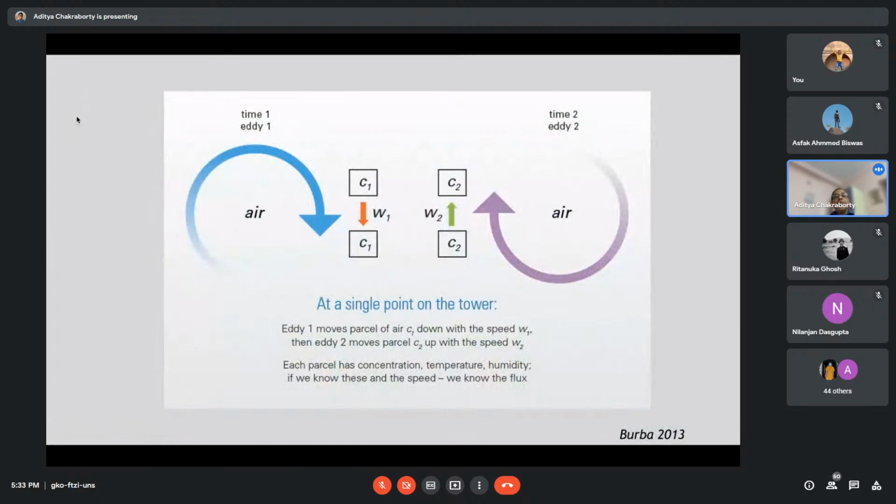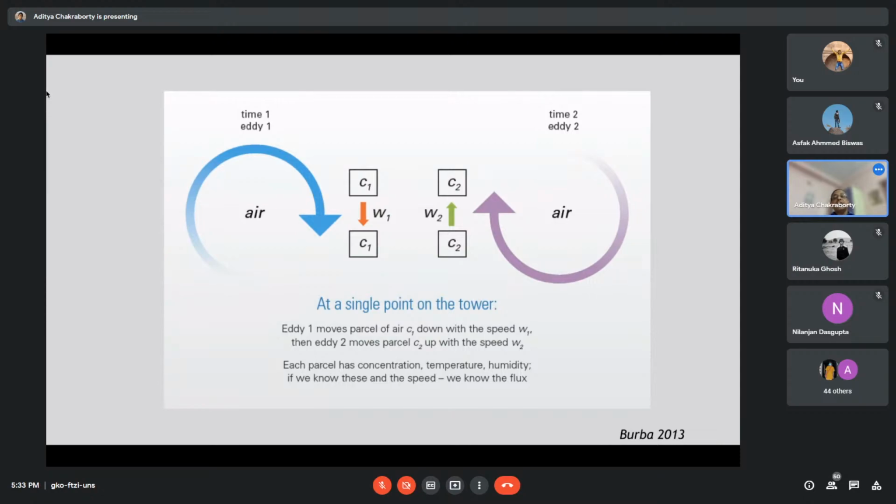So if you consider one eddy at a time t1, C1 is the concentration of carbon dioxide, and W1 is the vertical wind speed. So at a given time, C1 stands for the carbon dioxide concentration, and it is being carried by W1.